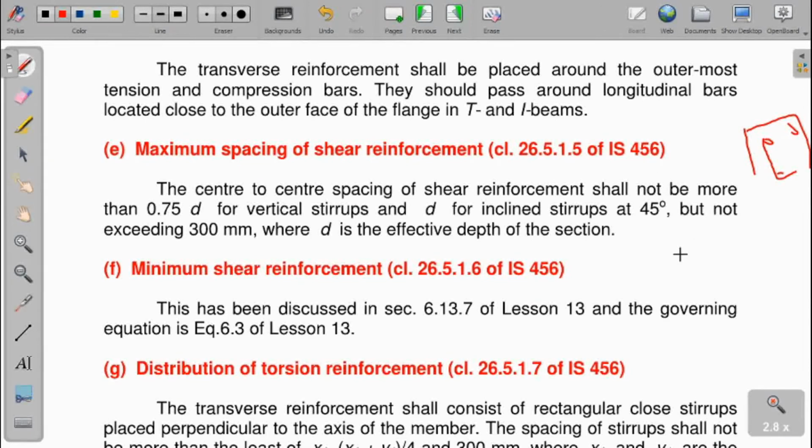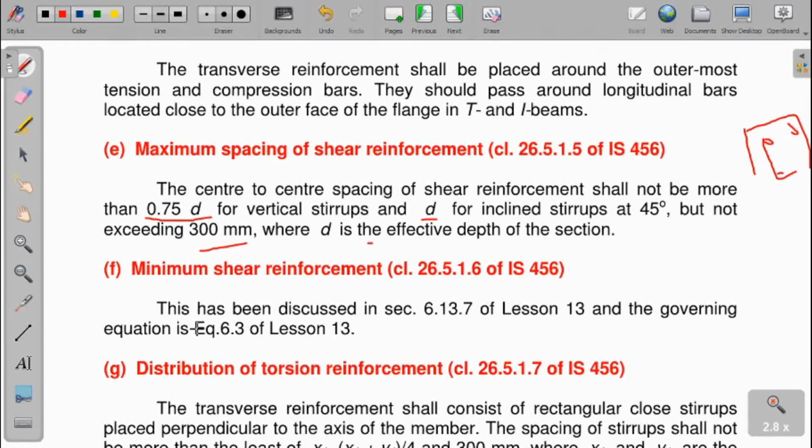So out of these two, whichever is minimum. What I am trying to say is that for vertical stirrups it should be 0.75 D or 300 mm, whichever is minimum, and for inclined stirrups at 45 degrees, it should be D or 300 mm, whichever is minimum.